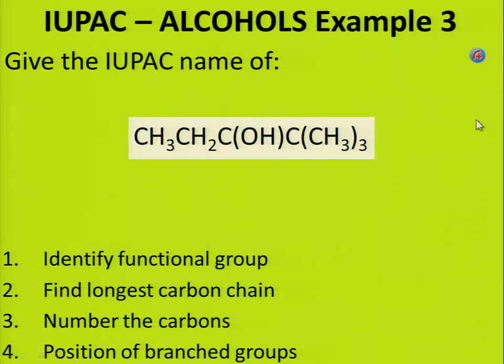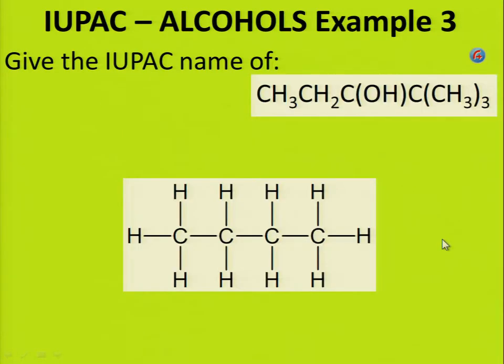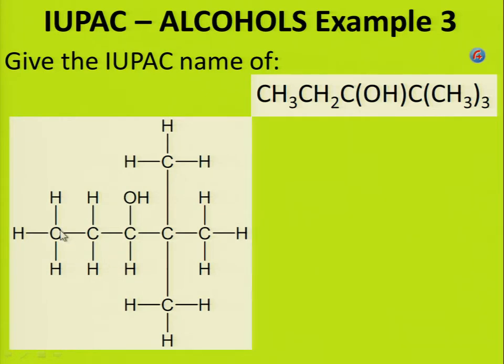Example 3. Give the IUPAC name of this molecule. Now this is not the structural formula, so the first step is always to draw your structural formula from this molecule. So CH3, CH2, C, OH, C, and another CH3. So CH3 is there, CH2 is there, you need an OH at this carbon. The next carbon has got 3 CH3 groups. Very important to be able to go from there to your structural formula.